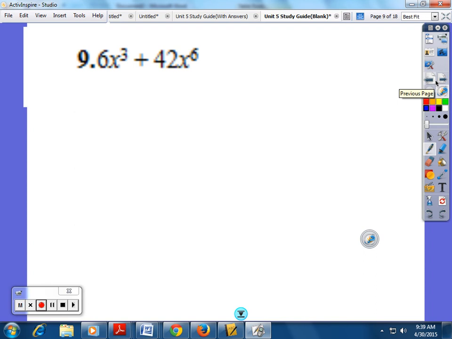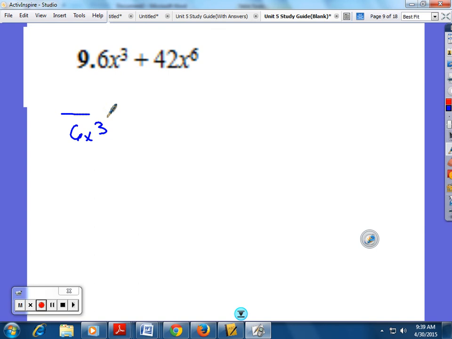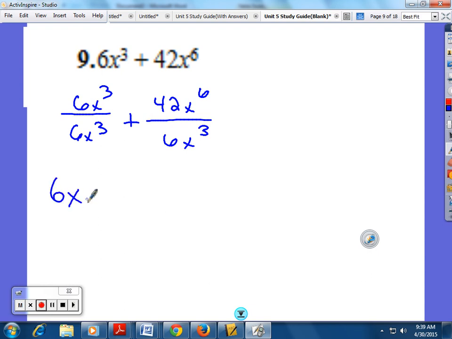Our greatest common factor for number 9 is 6x to the 3rd. This is a different way that I write it. If this helps you, I'd advise you to do this. I write the original problem down and then I just write the GCF on the bottom. Then I go divide. I have my GCF on the outside.